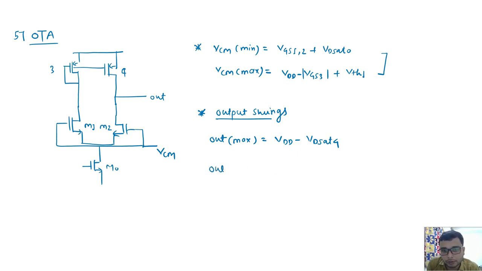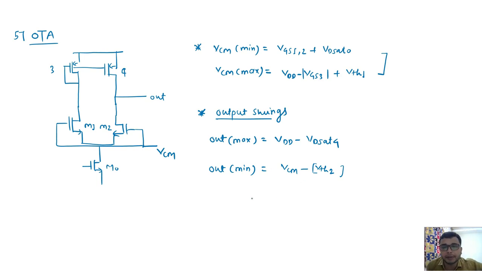For any particular value of common mode, again apply the same concept, that for the NMOS, for M2 we can apply the same concept. Then the output minimum value can be what? It will be VCM minus VTH of 2 or 1 anyway. So magnitude is not required because it is an NMOS. Okay, so this is the minimum value.